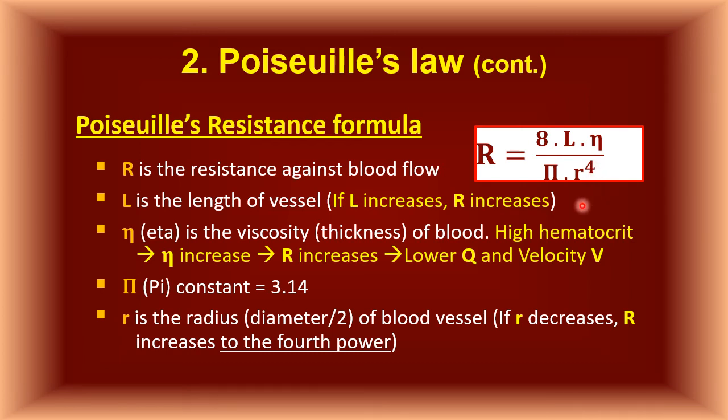Okay, so we need to understand this fact. The radius here is multiplied by itself 4 times. This has a big impact on the resistance. And that's why the radius of the blood vessel is the main factor contributing to the total resistance. Why? Because it's raised to the fourth power.